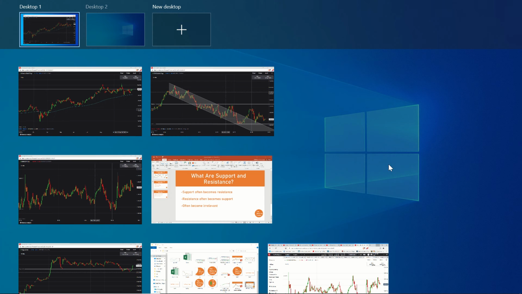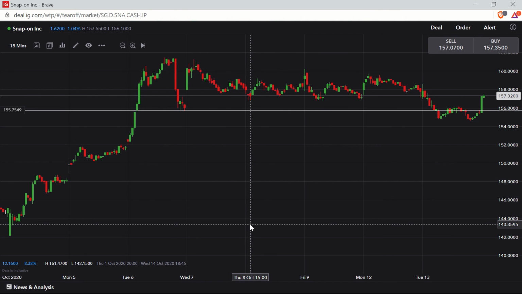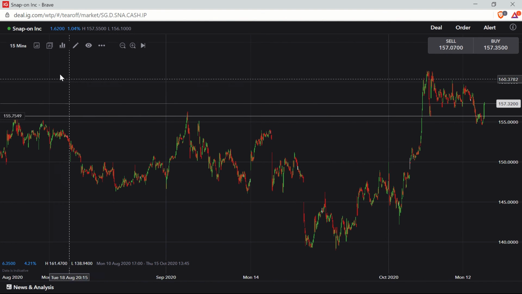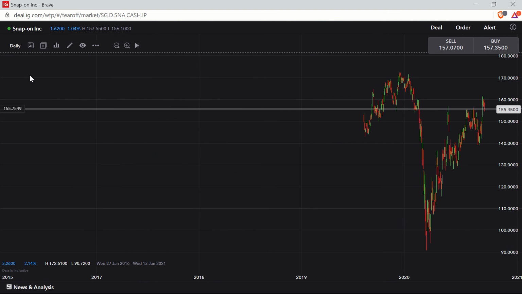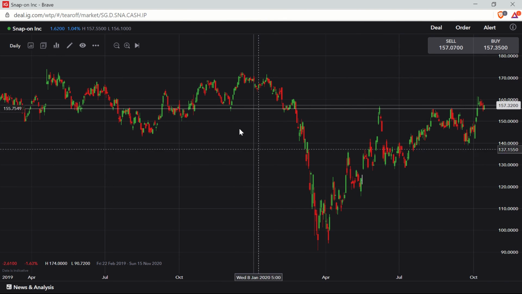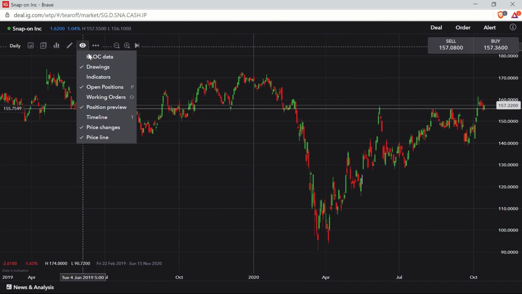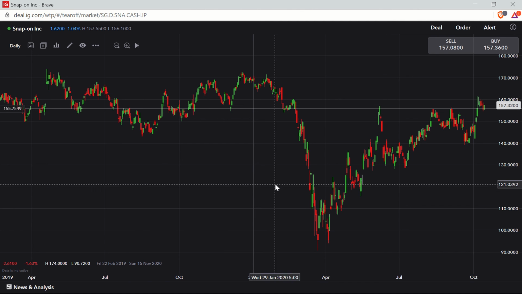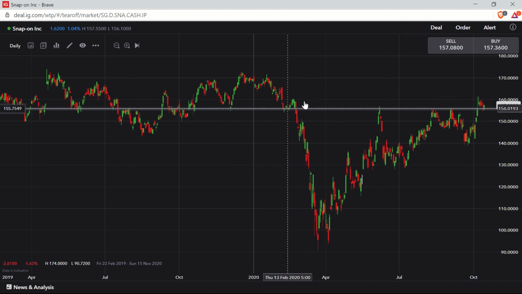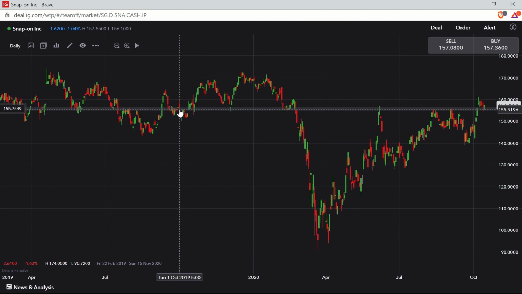I mentioned one that I quite like the look of with regards to support and resistance, and that's Snap-on Corporation. So this is a short time frame. Let me make it longer. So we're on the daily time frame, and as you can see over the years, this 155 level has seemed to be important. Let me move the price line. So yeah, this 155, 156 area seems to be important, and you can see here, and even back here, it's acted as a bit of a support.